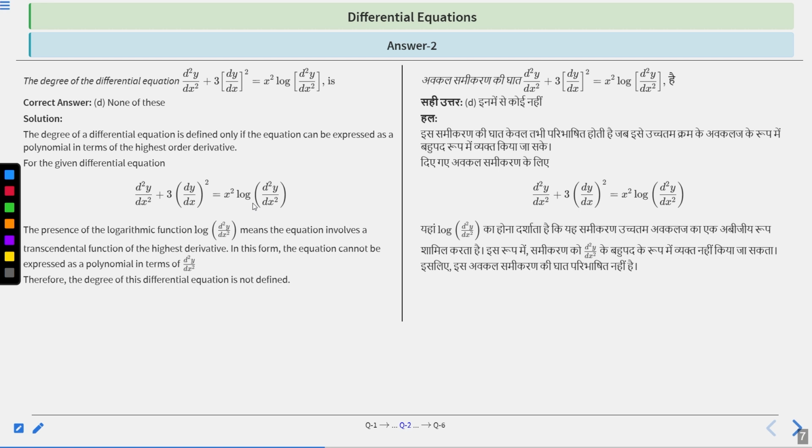The presence of the logarithmic function log(d²y/dx²) means the equation involves a transcendental function of the highest derivative. Clear? In this form, the equation cannot be expressed as a polynomial in terms of d²y/dx² because of the term log(d²y/dx²), right? Therefore, the degree of this differential equation is not defined. Clear?